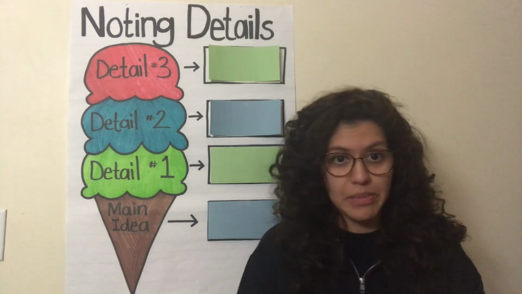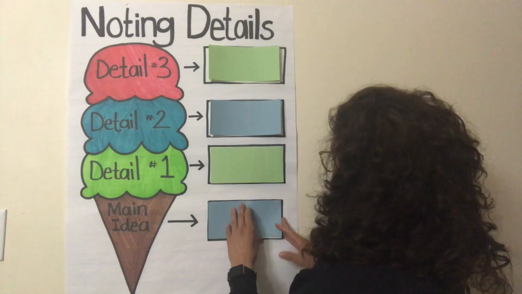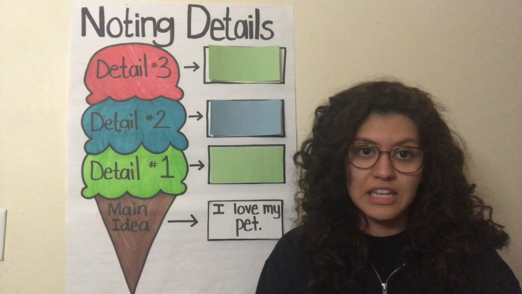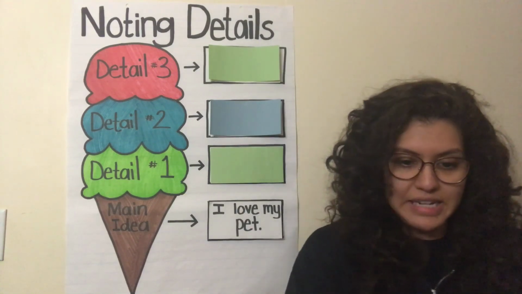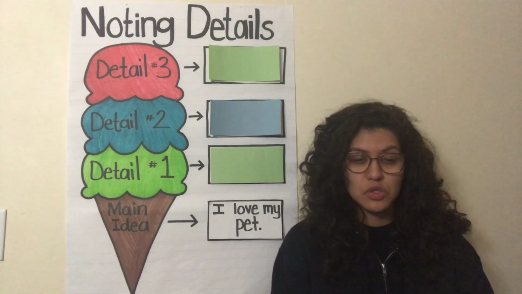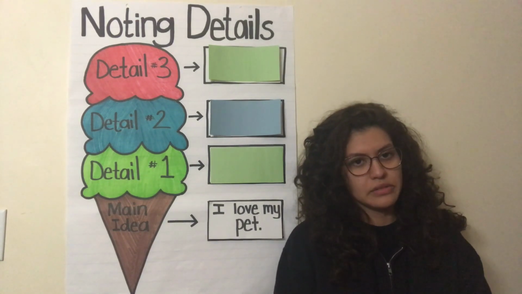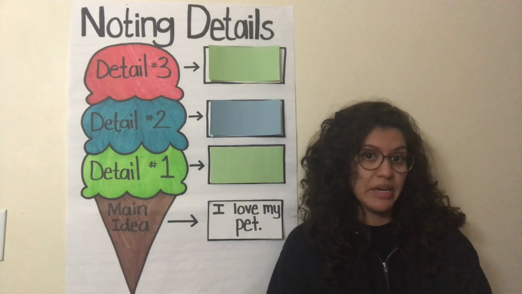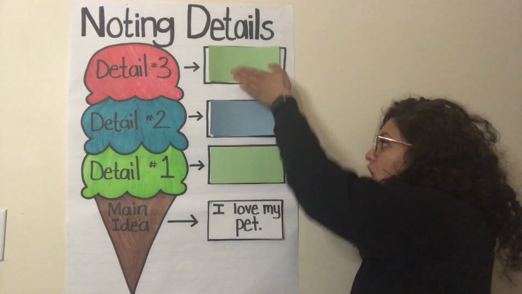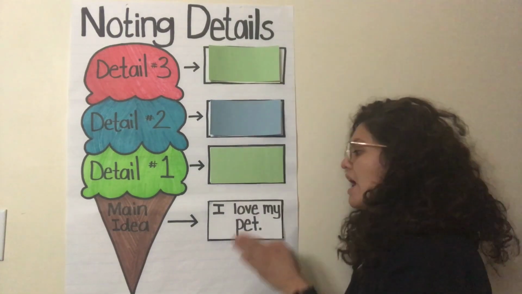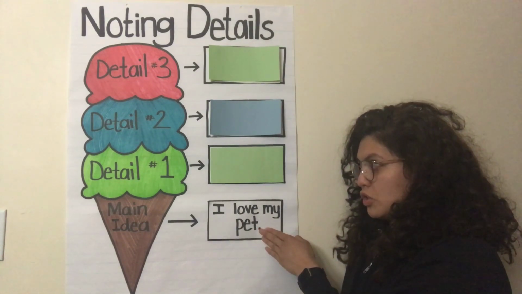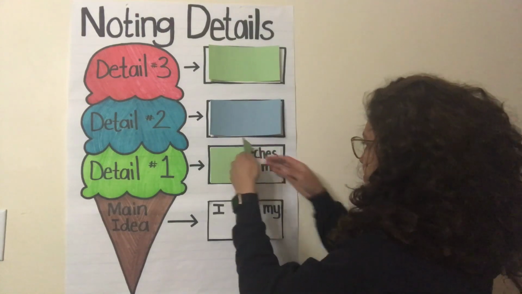Now we're going to look at another main idea. I love my pet. So this main idea is I love my pet. So you can add details to it so that people can understand why you love your pet. Are we talking about what kind of pet it is? No, we're not. We could mention that in the details. But remember, all of these things, these 3 details, have to do with the main idea, which is I love my pet.